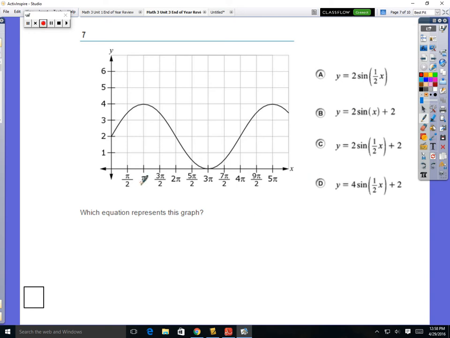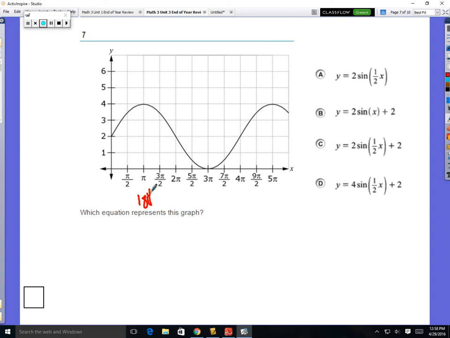Okay, number 7. Here's your markers. That guy's 180. 2 pi is 360. So it looks like that's a 90. Counting by 90, so 360. That's going to be 720. Alright, let's see what's going on. Okay, here is kind of your midline. So your amplitude, this is going up 1, 2 above to the max, and it's going 2 below to the min. So your amplitude has to be 2.